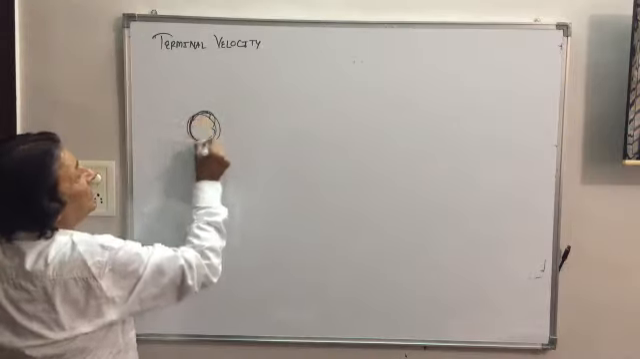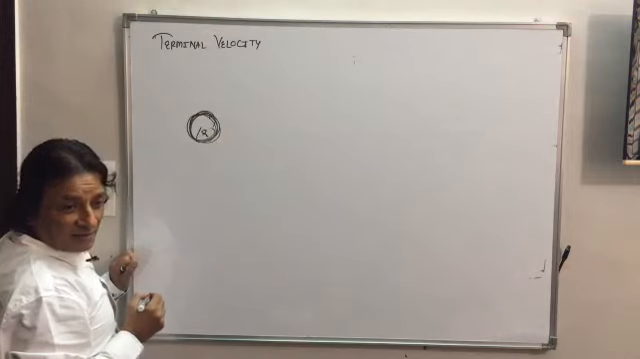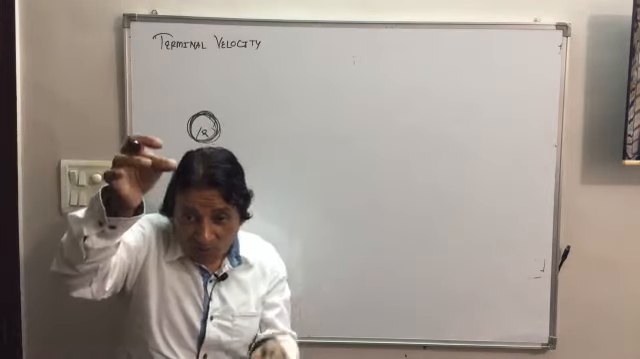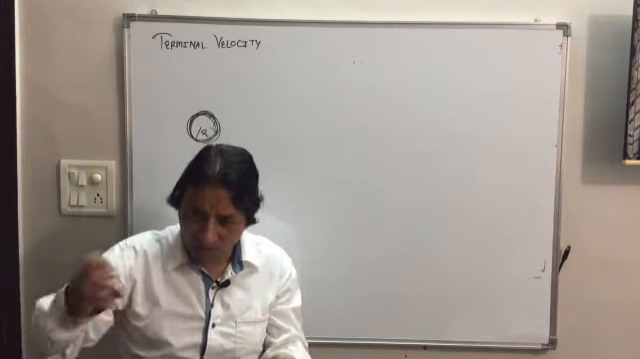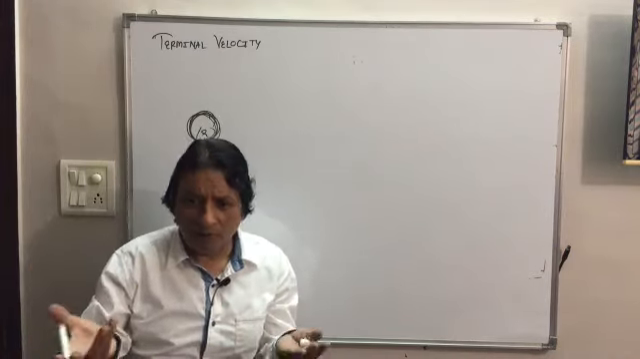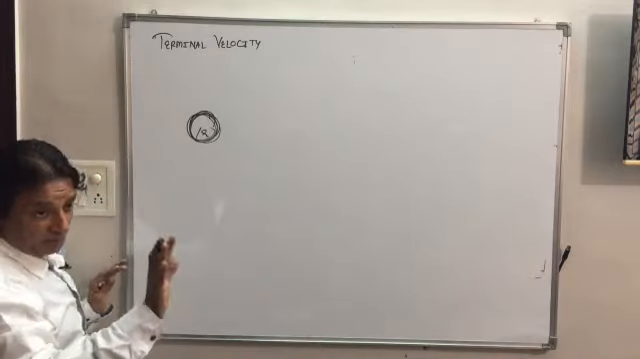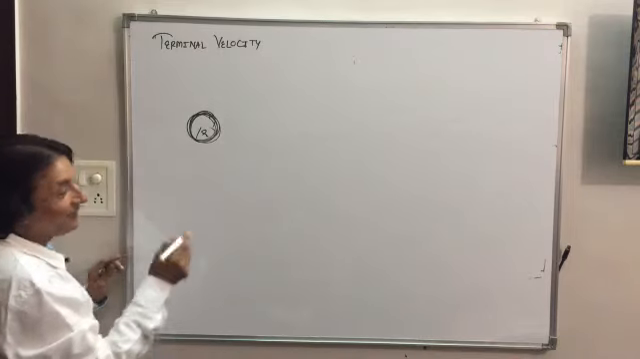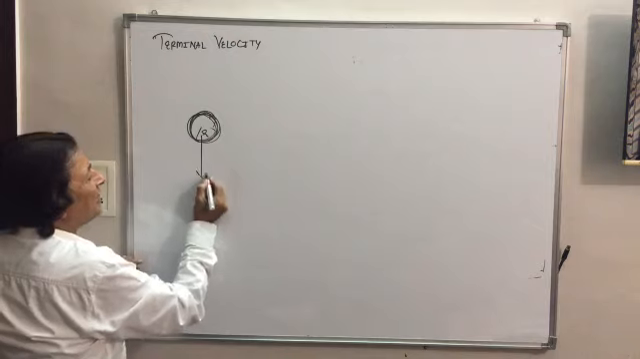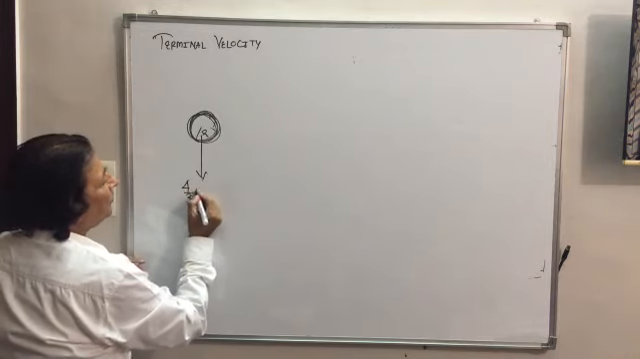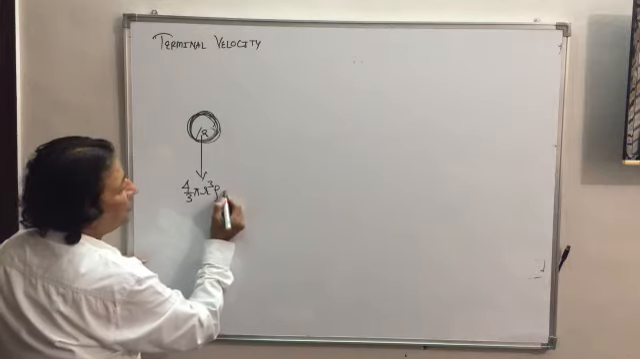There is a spherical ball, correct? Its radius is r. It is falling through a viscous medium. It can be air, it can be a liquid. The liquid can be glycerin, honey, or water, whatever you like. Mercury is not possible because the ball will float over it, right? So, what is its weight acting? 4 upon 3 pi r cube rho into g.